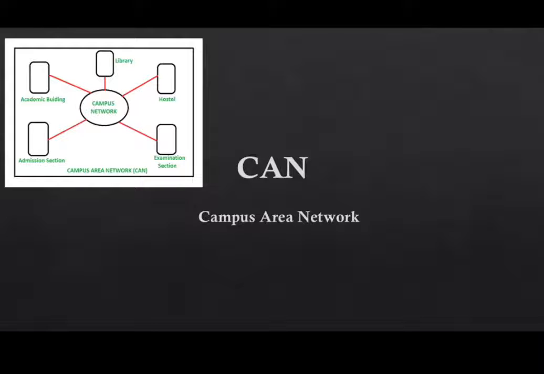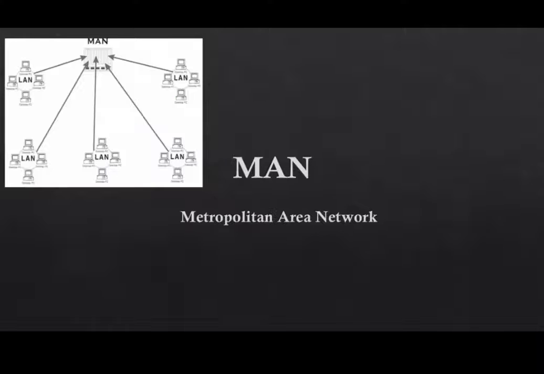CAN, or the campus area network. It's a network that joins two or more LANs together within a limited area. Examples include elementary schools, university campuses, and corporate buildings. MAN, or the metropolitan area network. It's larger than the campus area network. It spans several buildings in a city or town. It's used to establish wireless connection between multiple locations within an area.